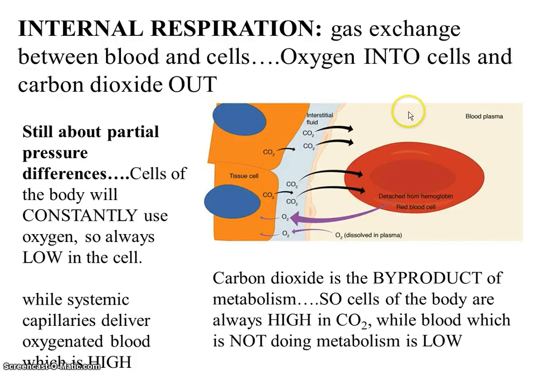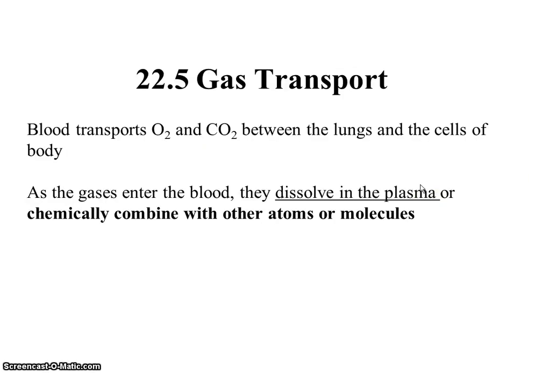It's still diffusion, so it's still all the things that govern diffusion, partial pressure differences, distance, right? And it says, again, this partial pressure difference is maintained because the cells of the body will constantly use oxygen, so they will always be low. Oxygen will always be low in the cells compared to the blood. And the systemic capillaries then deliver this oxygenated blood, which has high concentrations. Carbon dioxide is the byproduct of metabolism or cell respiration. So the cells in the body are always high in carbon dioxide, while the blood, which is not doing metabolism, it's low. All right? So that's your external-internal exchange.